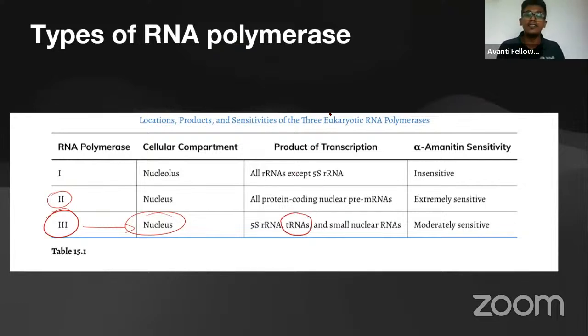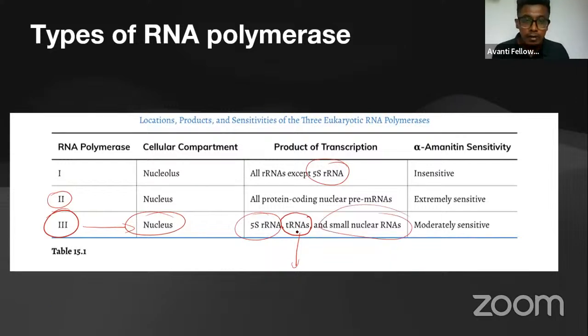What is tRNA? It is a transfer RNA. We have to discuss the structure of tRNA, the function of tRNA, the activation of tRNA, and the details of tRNA in detail as we go further. But right now, you just try to memorize this. RNA polymerase 3 is responsible for tRNA. And apart from the tRNA, it is also responsible for 5S rRNA and also small nuclear RNAs.